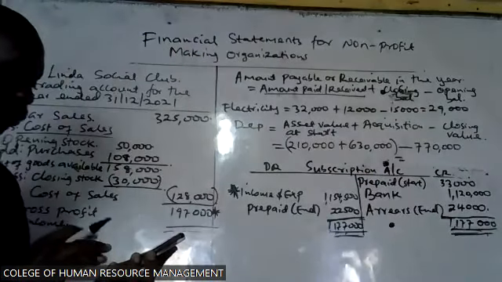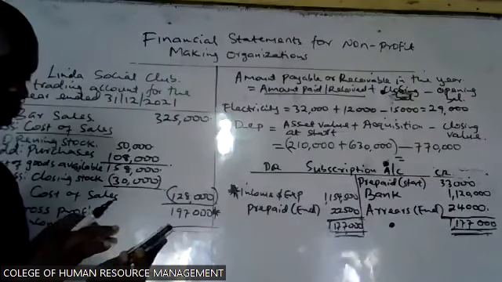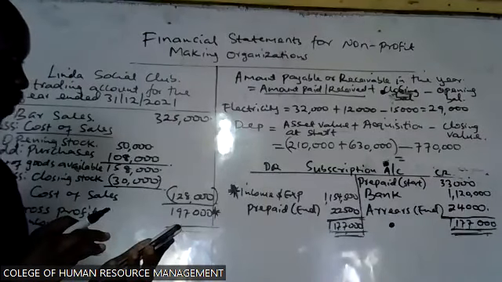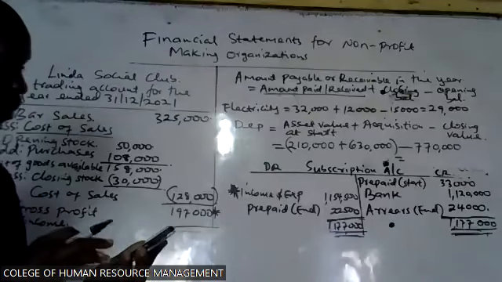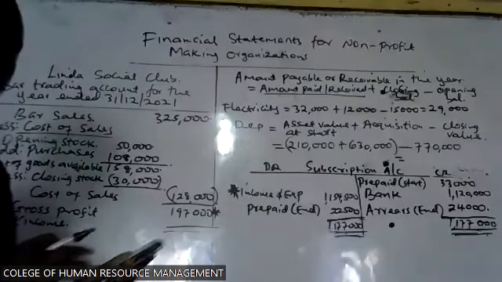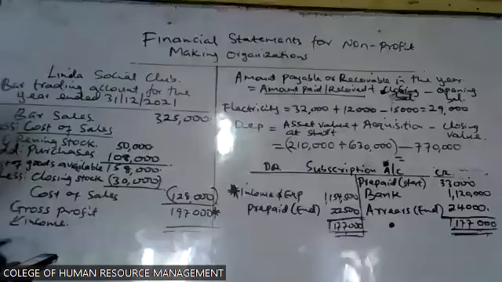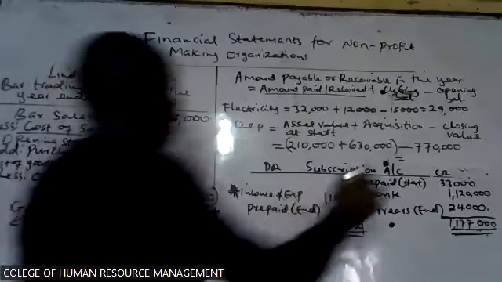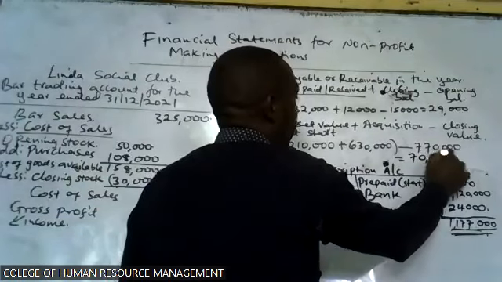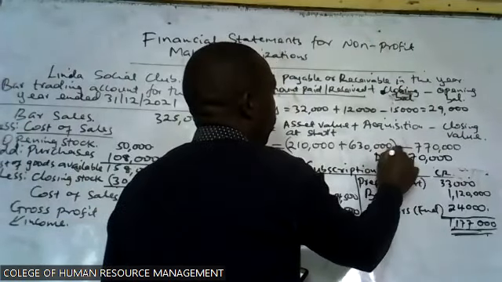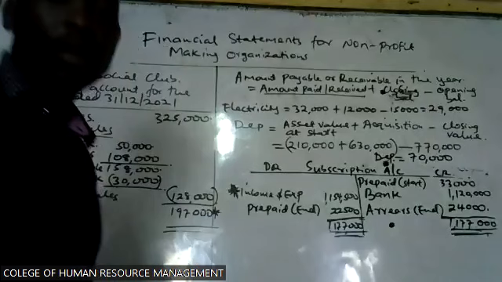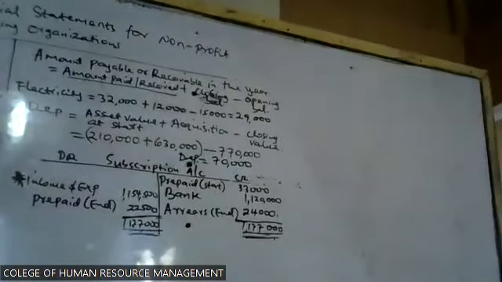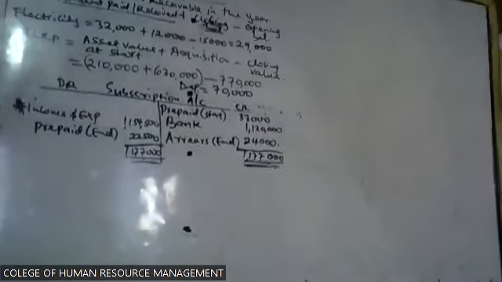Let us see. 70,000. Okay. You get that minus. Yes, you get 70,000. This is now the depreciation. Yes, correct. Let us now do it. I hope you can be able to see the farthest corner.